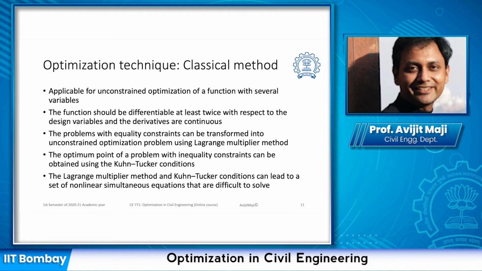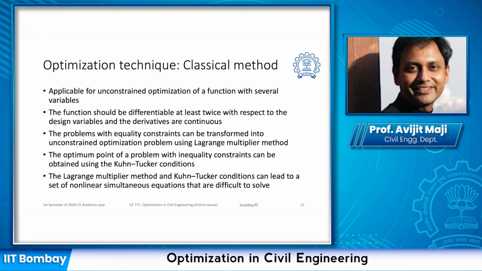The one of the method which is well known is the classical method, and most of you are familiar with it. This classical method is generally or easily applicable to the unconstrained optimization function. It can have single or several variables. The primary criteria of applying classical method are: the function should be differentiable at least twice with respect to the design variable, and the derivatives are continuous.